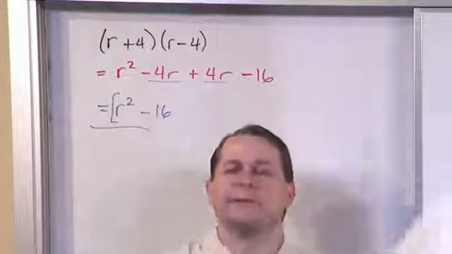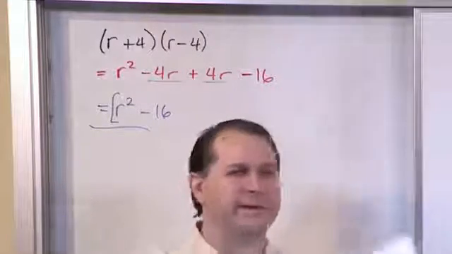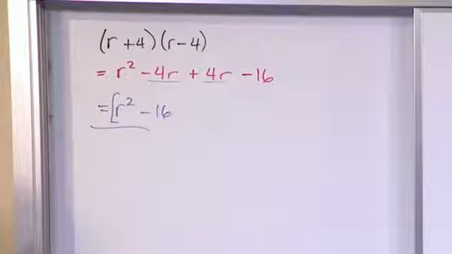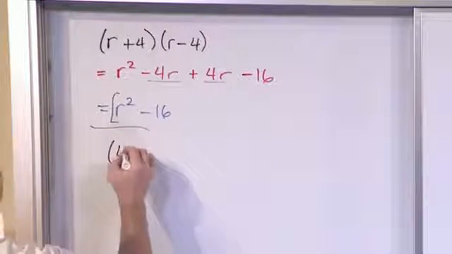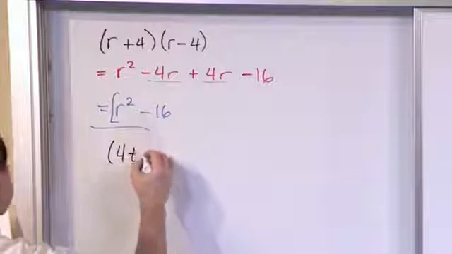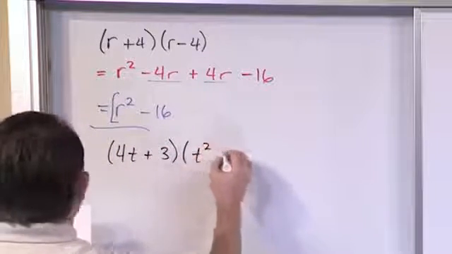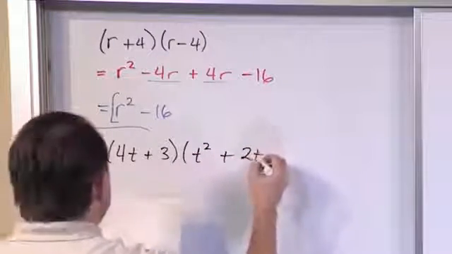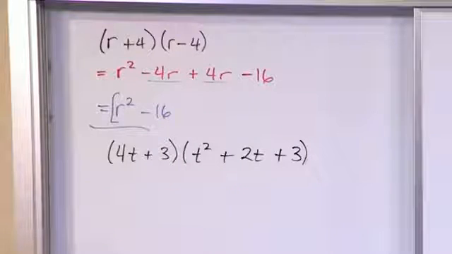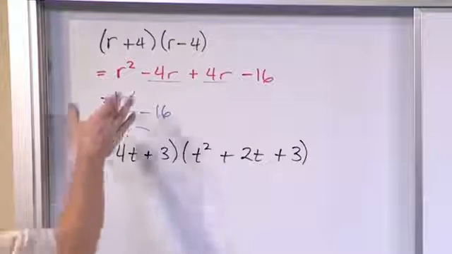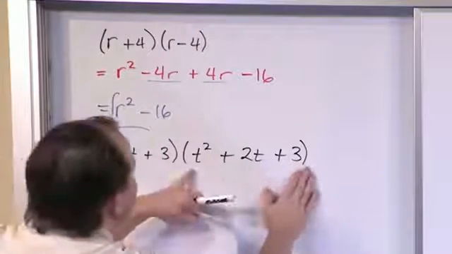You have a binomial times binomial. I showed you how to multiply it. I even showed you where it came from, which is just basically distribution. So what if you're given something that looks a little bit crazy like this? 4t plus 3 multiplied by t squared plus 2t plus 3. Now this is totally different than anything we've done in this lesson because typically we've had binomial times binomial. Here we have binomial times trinomial.